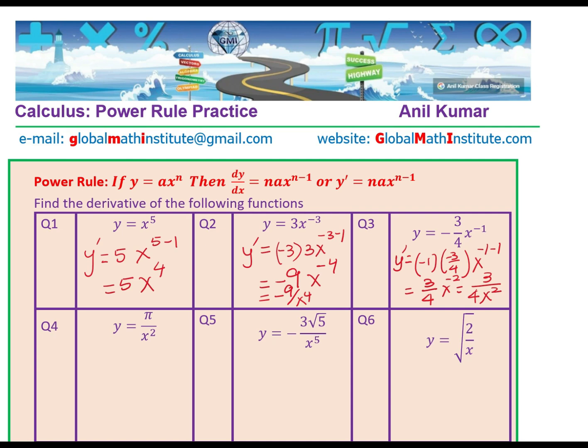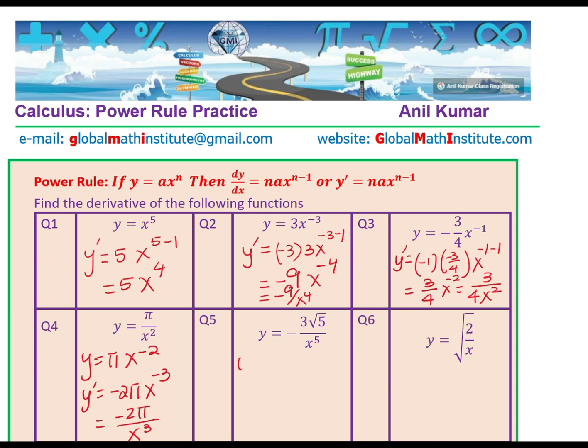Next one here is pi over x squared. Well, sometimes you may rewrite this as pi x to the power of minus 2. It helps, right? And then the derivative is minus 2 pi x to the power of minus 2 minus 1, which is minus 3. Or you can write this as minus 2 pi over x cubed. Makes sense? Pi is a constant, and therefore it should be retained as such and treated like any other number.